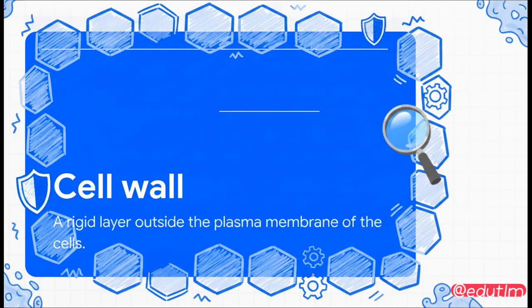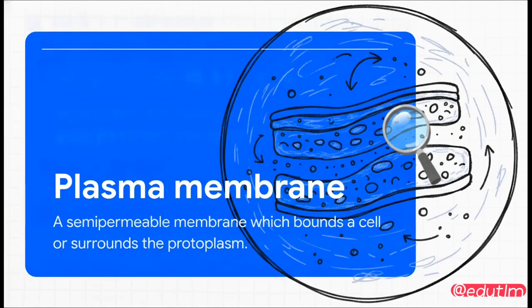the chaotic environment outside. Moving just past that rigid armor, we encounter the plasma membrane. Our source defines this as a semi-permeable membrane, which bounds a cell or surrounds the protoplasm. So the really crucial point here is that while the cell wall provides structure, this membrane is the true bounding envelope. It's this flexible skin holding all the inner, living contents safely together.